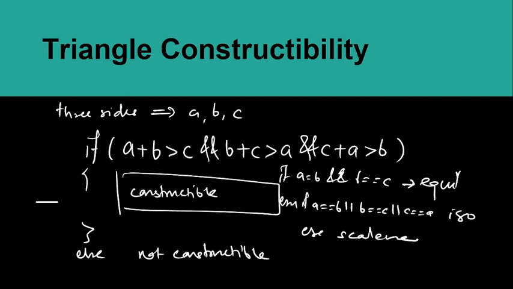Don't worry, we'll be doing the program for this, but I had already covered all the basics. So this is triangle constructibility. If the triangle is constructible, I'm going to check the type, and then the type would be specified. If it is not, I'll straight away say it is not constructible. I hope you've got a clear idea about the concept. Let's head towards the program.